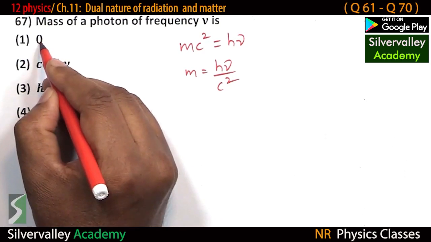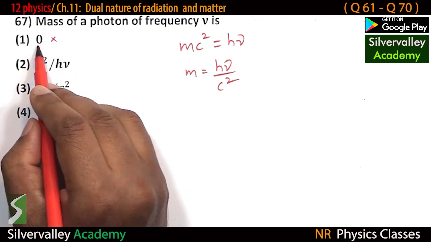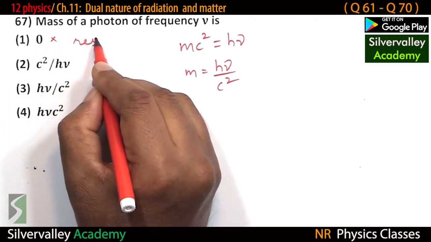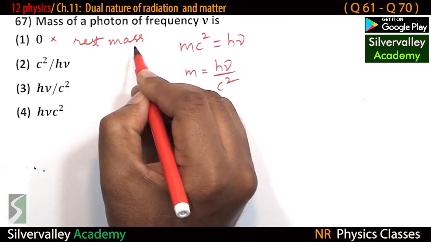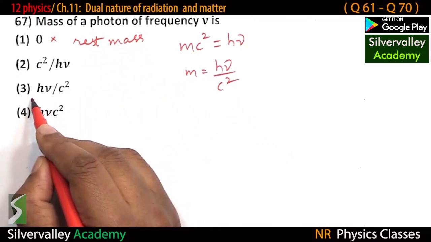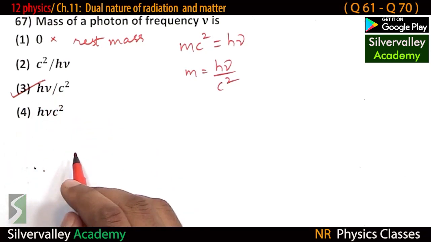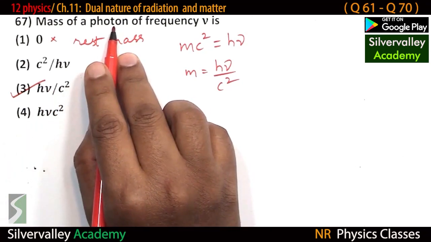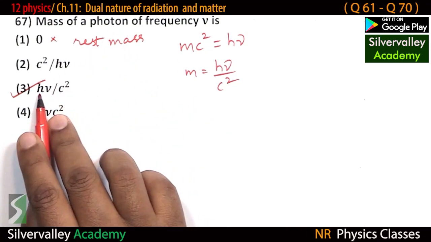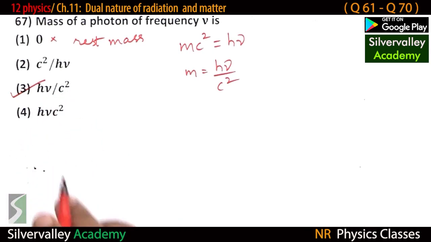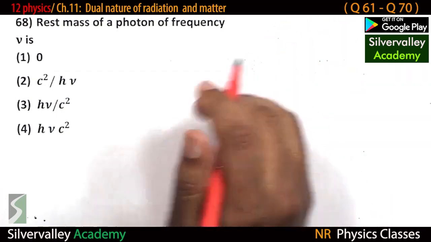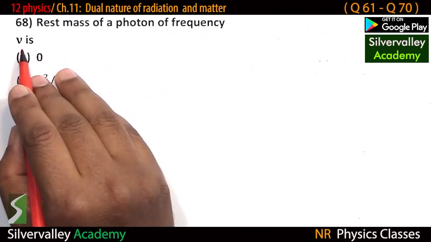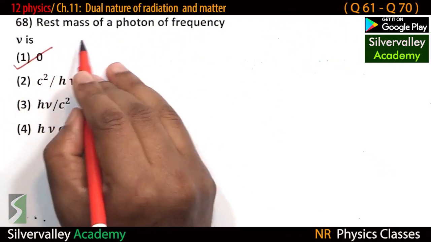So we are tempted to take this option. This is rest mass, and this is mass in motion. A photon cannot be at rest, isn't it? So that is why h nu by c square. Rest mass of a photon of frequency nu is 0. Rest mass.